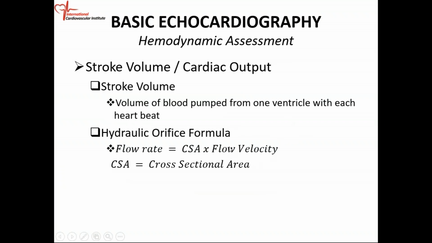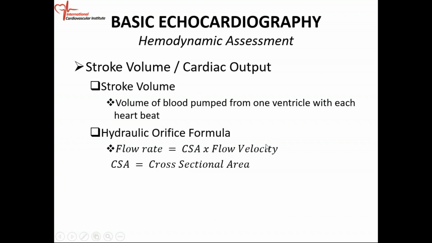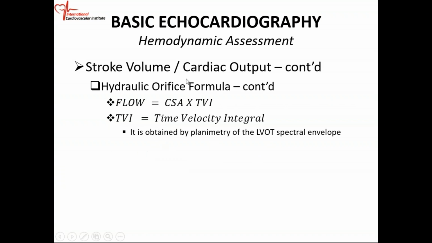The flow velocity is, okay, you can use either the flow velocity and you get the flow. But if you want to get the flow rate, really, we put the TVI. And I'll try to explain why you can use the TVI as opposed to the velocity. So the flow is equal to the cross-sectional area times the TVI, where TVI, as you remember, is time velocity integral.